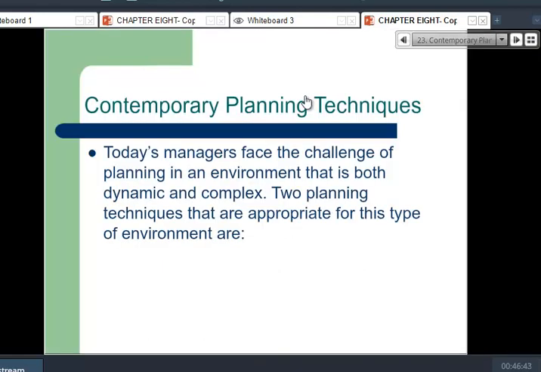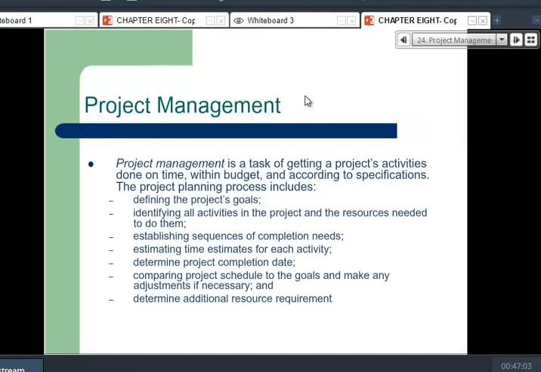Contemporary planning techniques. Today's managers face the challenges of planning in an environment that is both dynamic and complex. The two planning techniques that are appropriate for this type of environment are project management, which is the task of getting the project activities done on time, within the certain budget that has been approved by the top management, and according to the specifications.